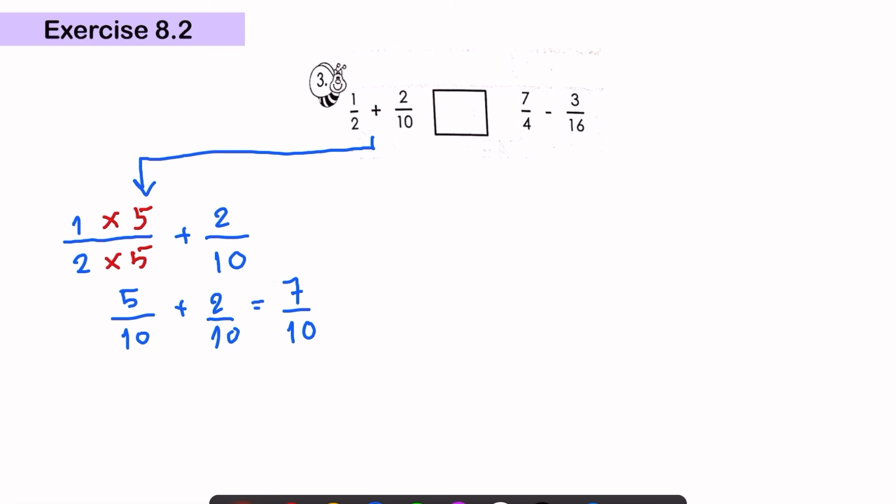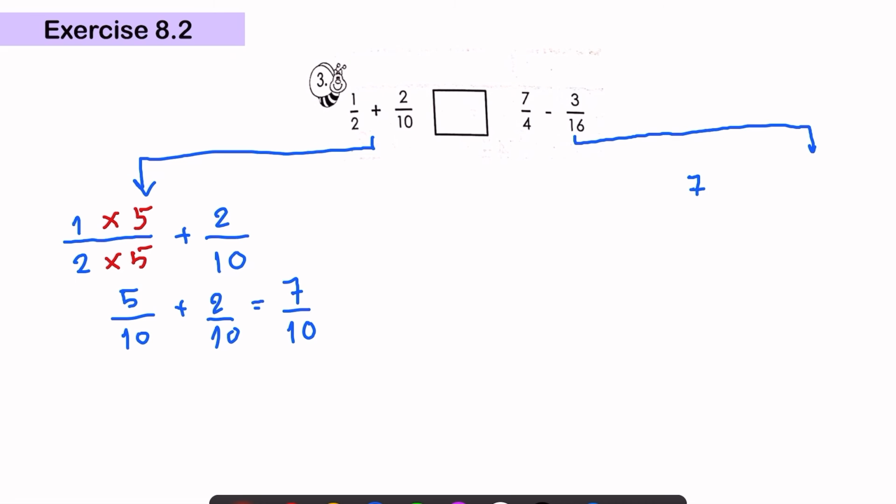And let's see, we have 7 over 4 minus 3 over 16. Okay, step number 1. You need to check the denominator first so you can see they are not equal. Okay, we have 4 and 16. They are not the same. So you need to make them equal by multiplying, remember?